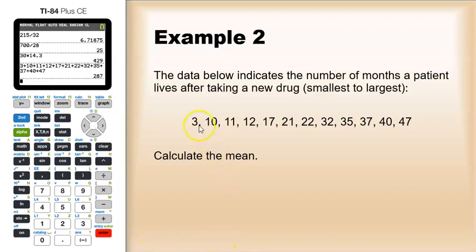Now, I also need to count, so 1, 2, 3, 4, 5, 6, 7, 8, 9, 10, 11, 12 numbers there. So I'm going to go ahead and take that answer and divide it by 12. And so the average number of months the patient lived is 23.9, so about 2 years.